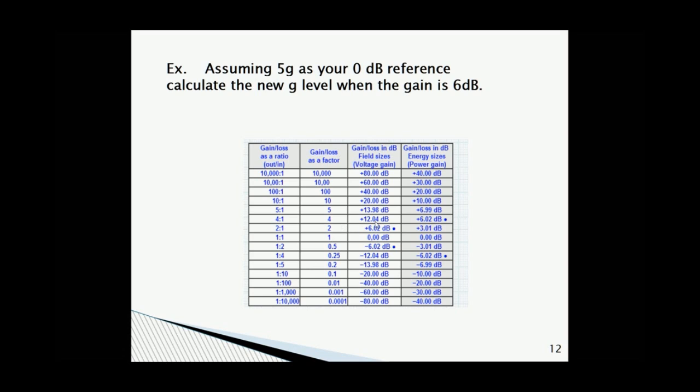And then you have 12.04 dB with a power factor of 4. So if you had a 12 dB increase from 5G, your input reference, you would have a 20G response. But as you can see, this table is a quick reference cheat sheet for finding what your power factor is and for finding what your response or your increase in acceleration is for your vibe test based on the dB value that you have.